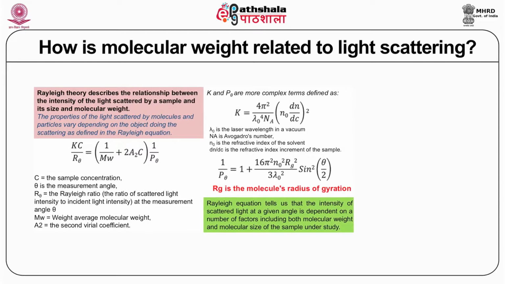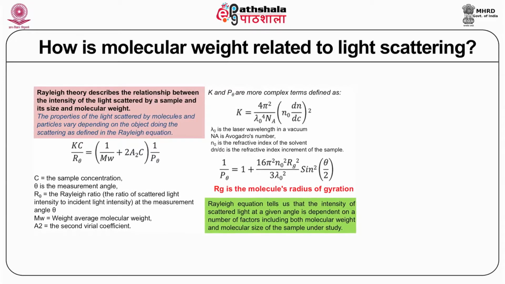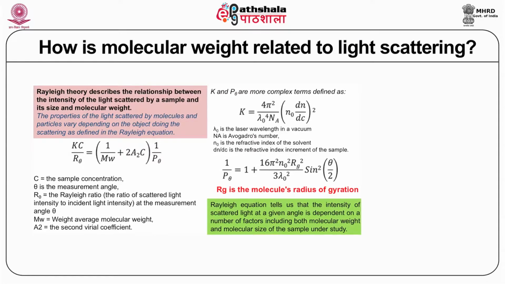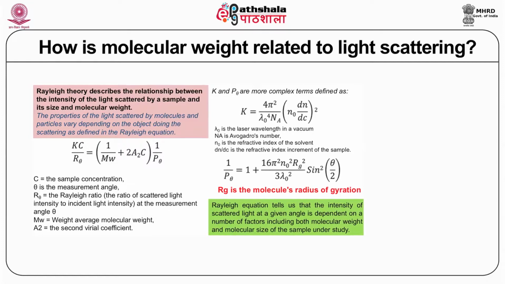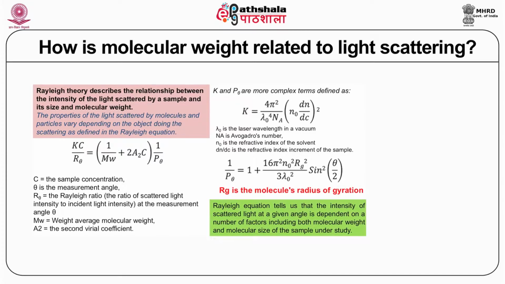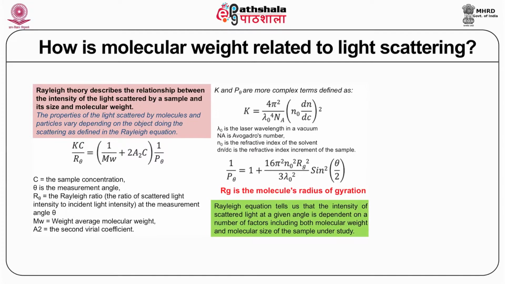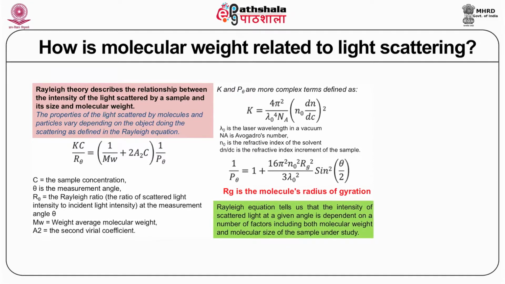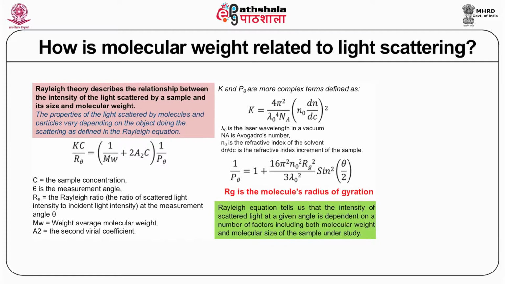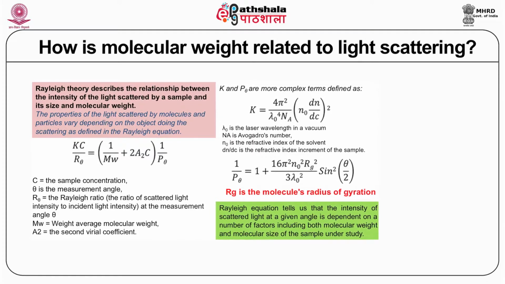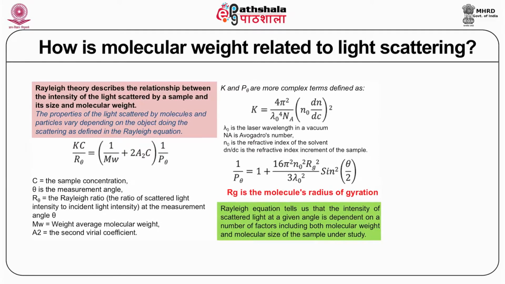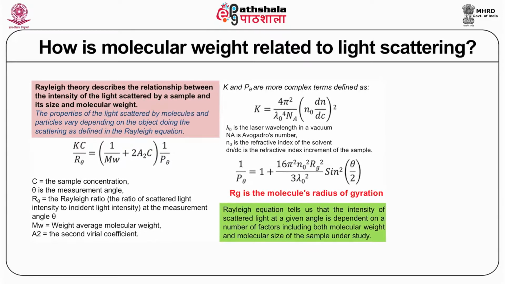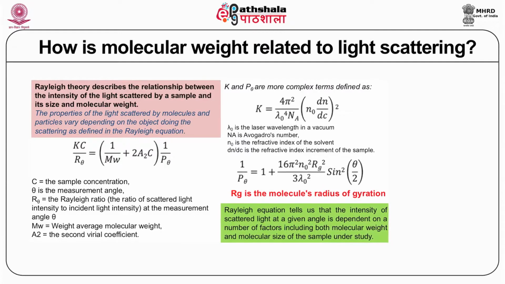It is defined by the Rayleigh equation, that is Kc by R theta equals 1 by Mw P theta plus 2 A2 C, where C is the sample concentration, theta is the measurement angle, R theta is the Rayleigh ratio, that is the ratio of scattered light intensity to incident light intensity at a measurement angle theta, Mw is the weight average molecular weight and A2 is the second virial coefficient.